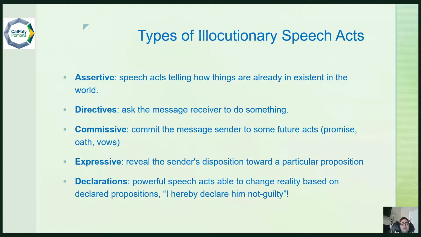Expressive, which reveals the sender's disposition toward a particular proposition. So my disposition toward not turning in the assignment would be that, unfortunately, that would be a big no. So you want to avoid that. And declarations: the power of speech acts able to change reality based on declared propositions. I hereby declare him not guilty. Right? So that is something you see in the courts.